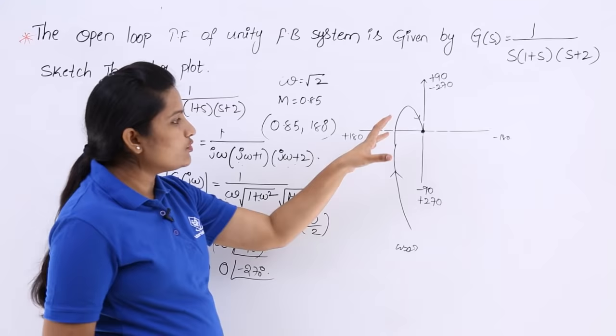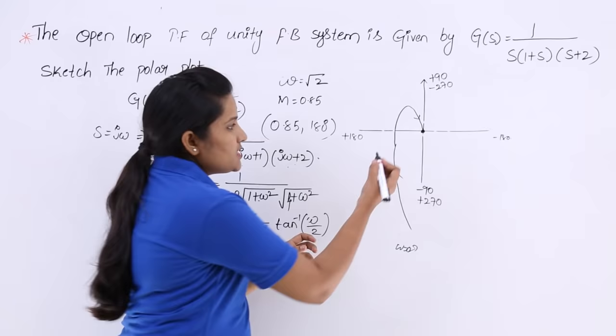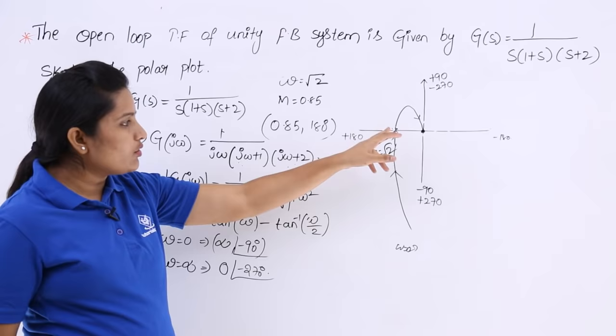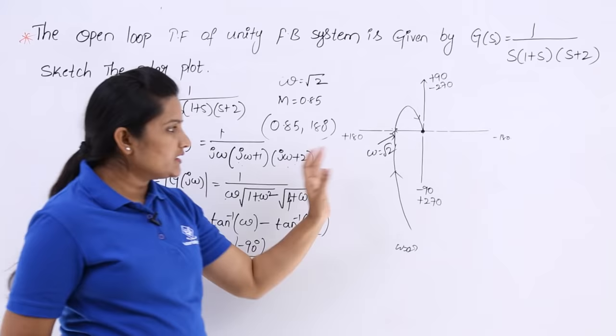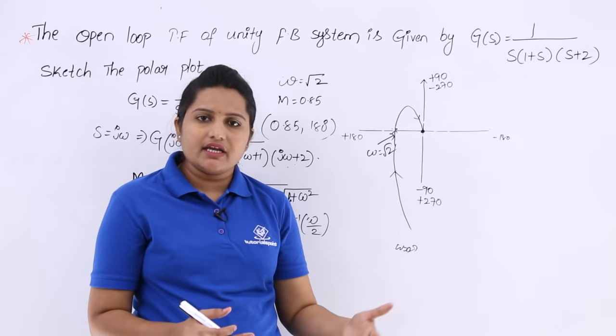Here omega keeps on increasing from 0 to infinity. At infinity this will be 0. When omega is equal to root 2, this is the point. At this point your polar plot is going to touch this negative real axis. The coordinates of this point are 0.85, 180 degrees. So like this we need to draw the polar plot, and we can mention at which frequency your polar plot is touching the real or imaginary axis.